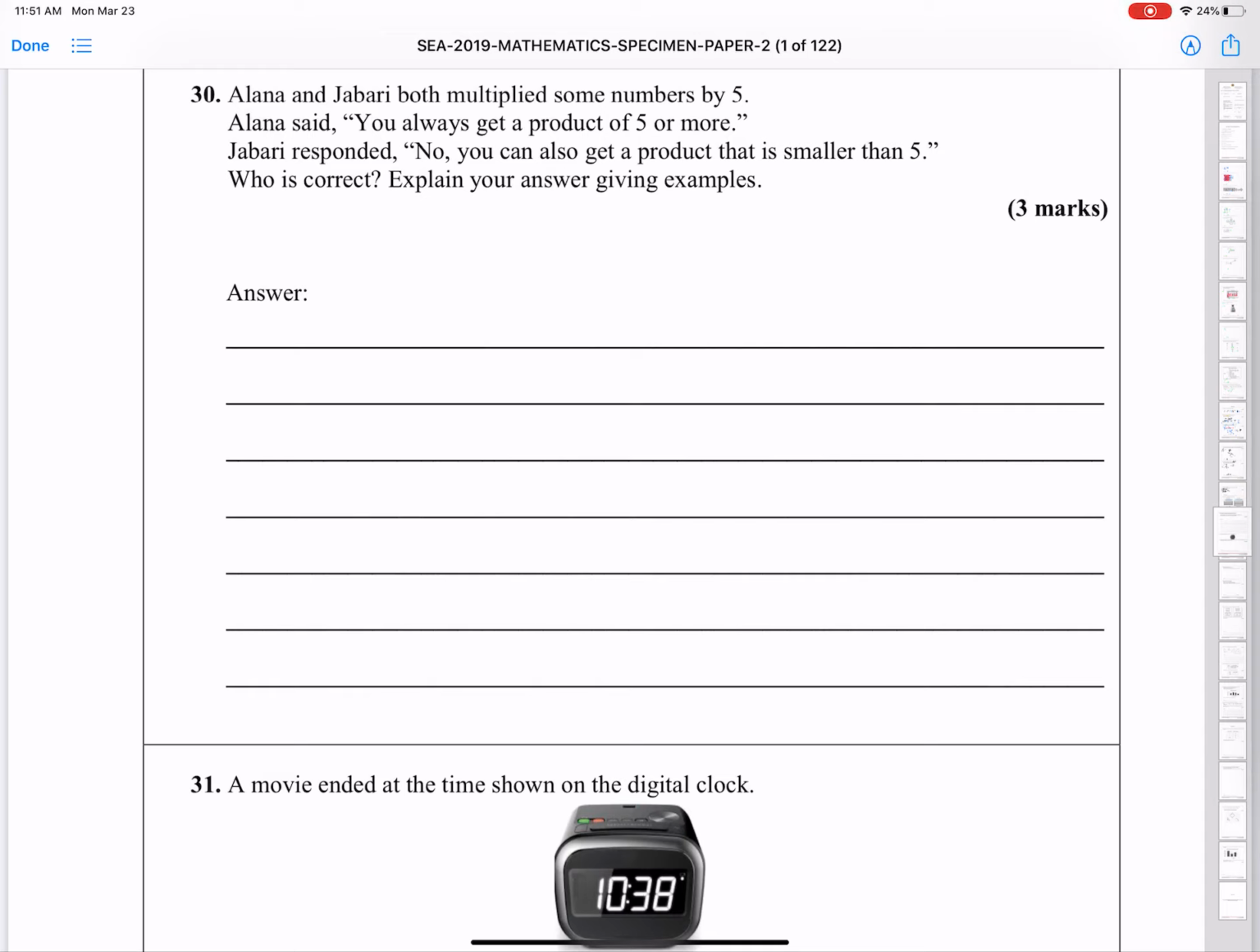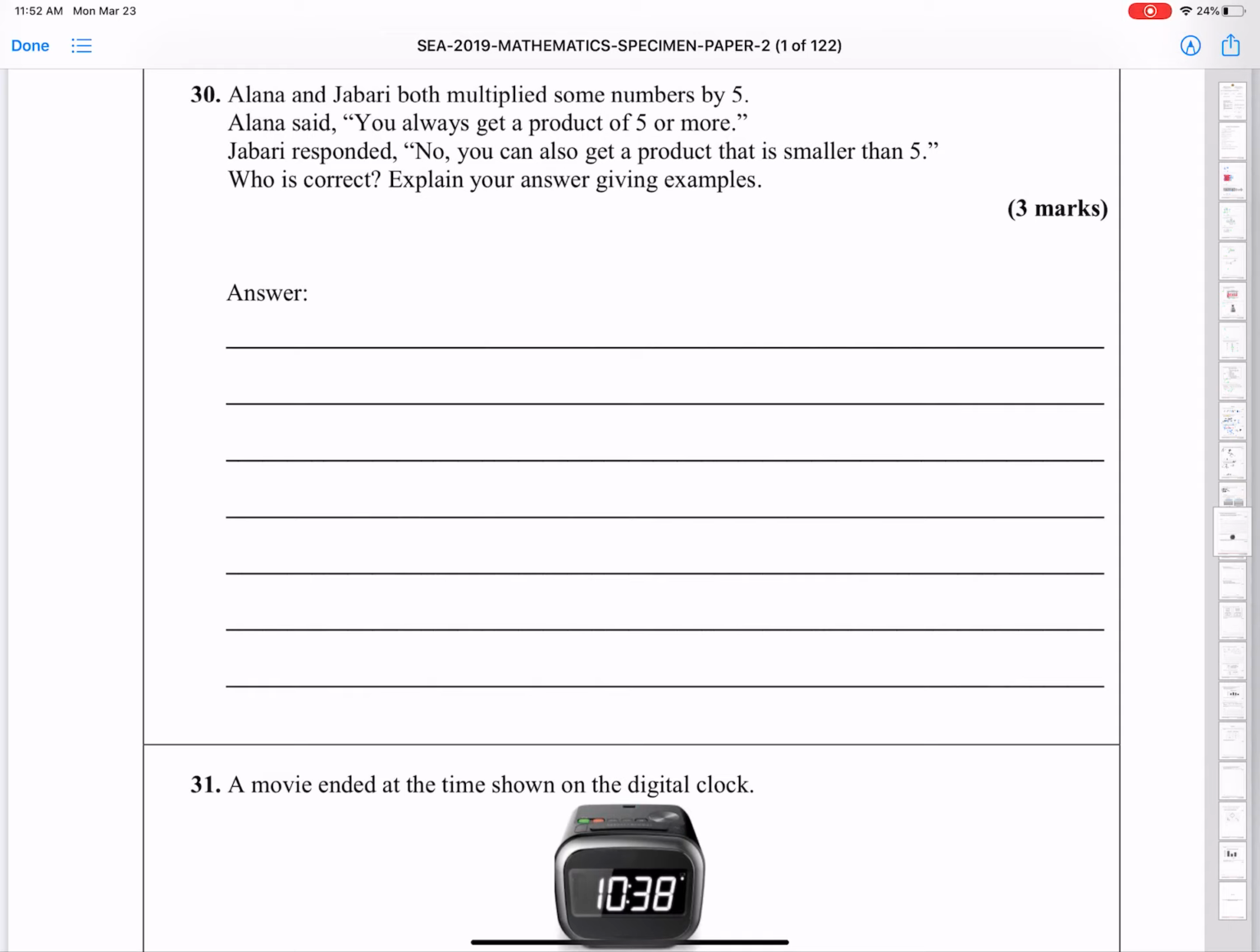Okay. Now, this question required that you understand that you can multiply numbers by numbers that are less than 1, which are fractions. So some persons only interpreted it as whole numbers, but fractions are also numbers. So let's try.